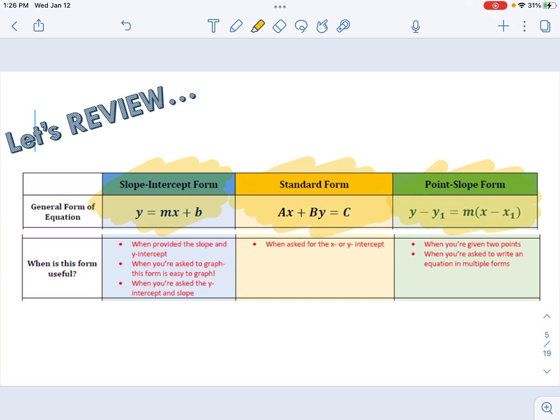Very similar to the names, each of the forms has benefits, right? We know that if we are given an equation in slope-intercept form, y equals mx plus b, we can pull out the slope and the y-intercept easily. If we are given something in standard form, it's really easy to identify the x- and y-intercepts. And finally, if we're given something in point-slope form, that gives us a lot of information about the slope of the line as well as one coordinate point that shows up on that line.